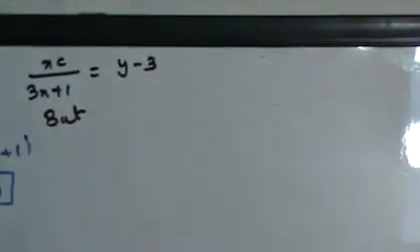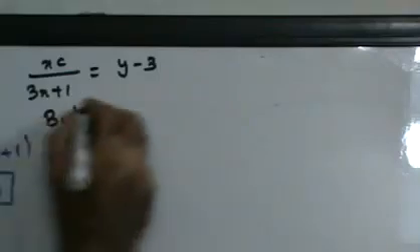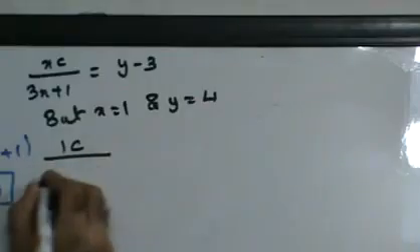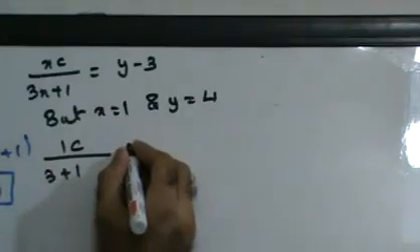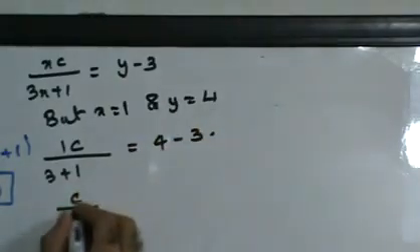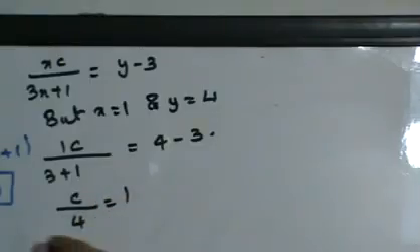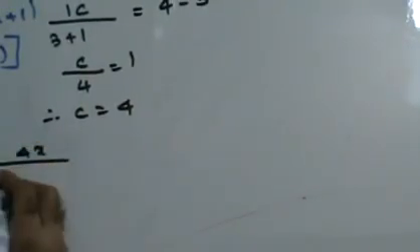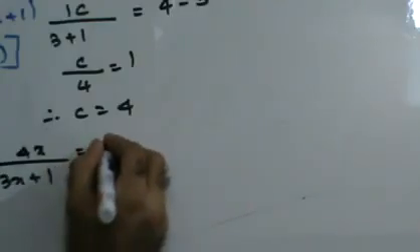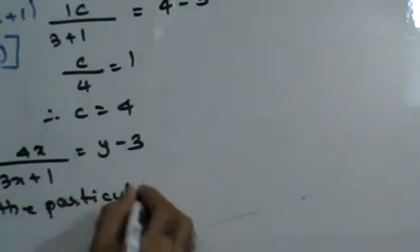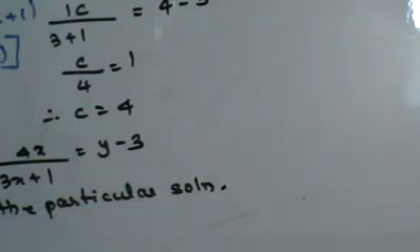But they've given you that the value of x is 1 and y is 4. So I'll get 1 times c upon 3 plus 1 is equal to y minus 3, that is 4 minus 3. So I'll get c upon 4 is equal to 1. Therefore c is equal to 4. Substitute this value of c back in the original equation. So I'll get 4x upon 3x plus 1 is equal to y minus 3, which is the particular solution. Right? Next, let's see another sum.